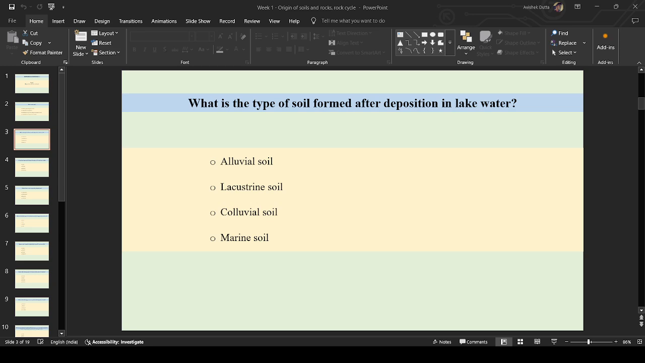So yes, what type of soil is formed after deposition in lake water? Alluvial, lacustrine, colluvial, or marine soil? This was the question. Okay. Next question.